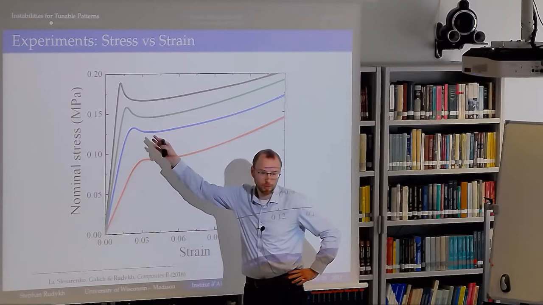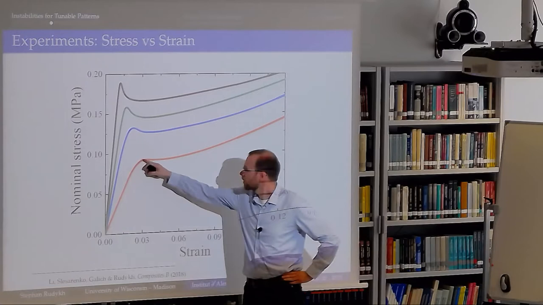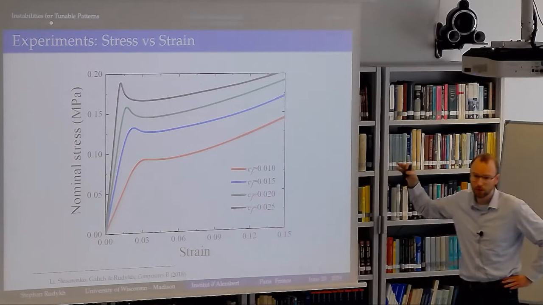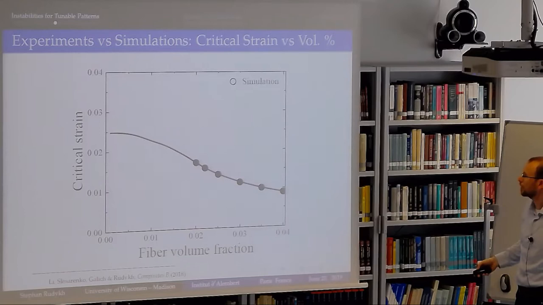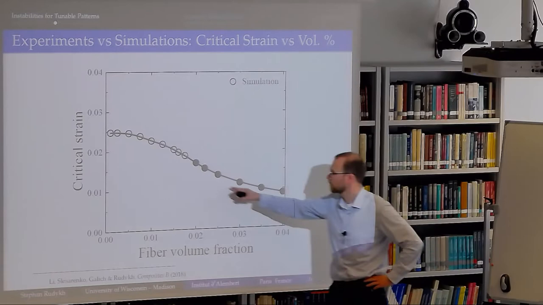Because at this point, when there is a reduction in the stresses or there is some flattening, you still don't see the pattern. It will emerge a little bit later. So you can take these points now as a function of the volume fraction and put them here together with numerical results, with all the simulation results. So that's why this point is not perfectly on the curve.